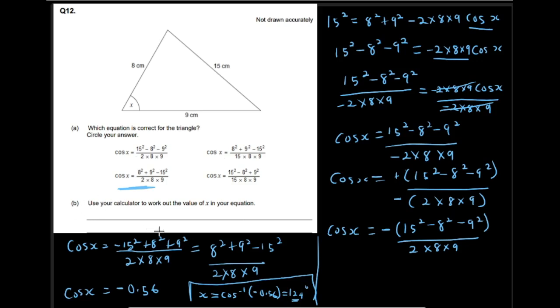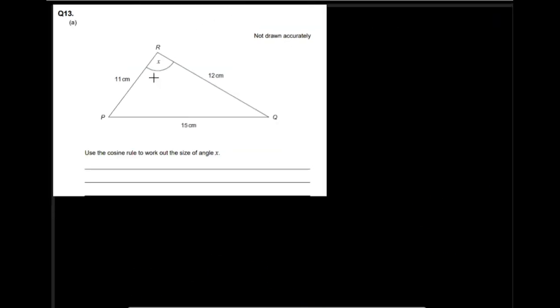Alright, so option B has an answer of approximately 124 degrees. Now question 13 says use the cosine rule to work out the size of angle x. Three sides and one angle are given. According to the cosine rule, the side opposite the angle is 15, so 15 squared equals 11 squared plus 12 squared minus 2 times 11 times 12 cos x.